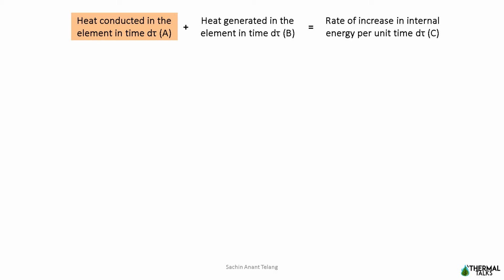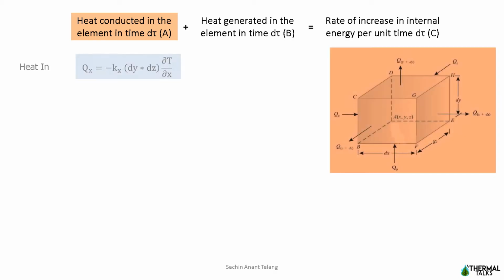Now let's begin with heat conducted in element in time dt. There is heat entering from the left side face ABCD. We can write it from Fourier law of conduction, Qx is equal to minus Kx times dy dz into dou T by dou x. And heat is leaving the system from the face EFGH, which is Q of x plus dx is equal to Qx plus dou Qx by dou x into dx, which means we are using Taylor series expansion for this, but we are neglecting higher order differentials.